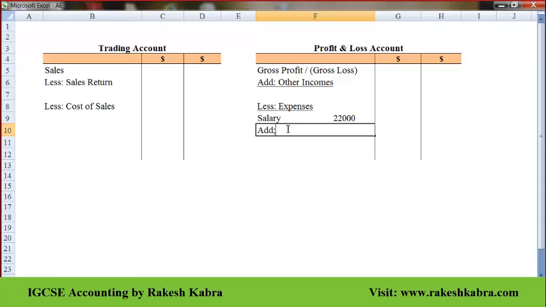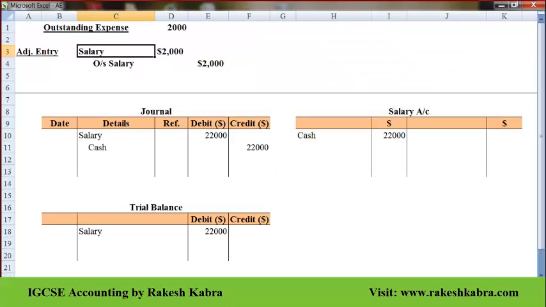Add outstanding salary. Outstanding salary. And how much amount I will write? 2000. And now in the P&L account, how much salary should I show? 24,000. This salary 22,000 is what? Salary as per trial balance. And this 2000 is effect of what? Effect of this entry. In this entry, salary account is debited. It means the salary is increasing.